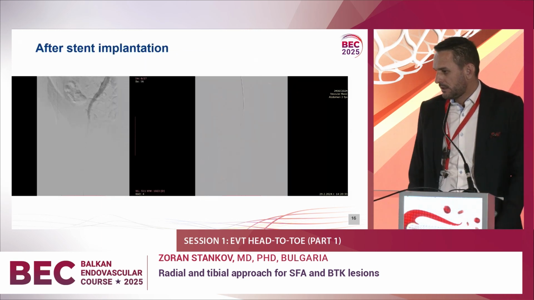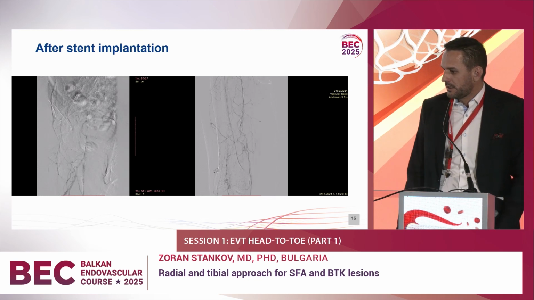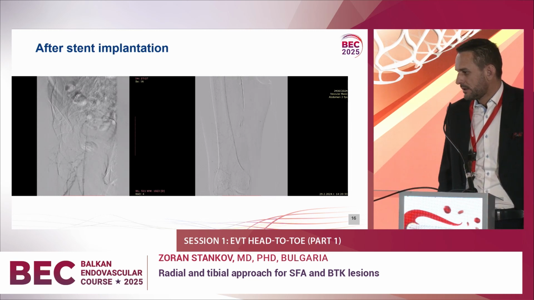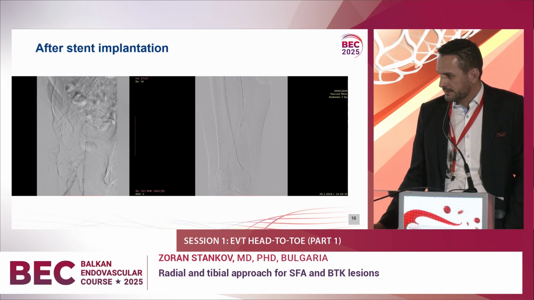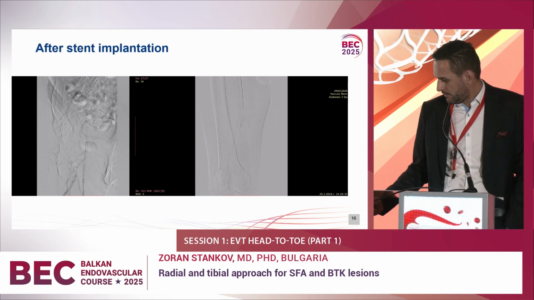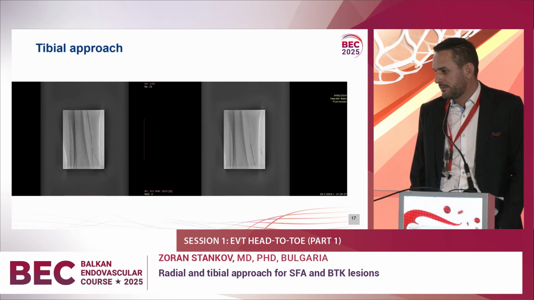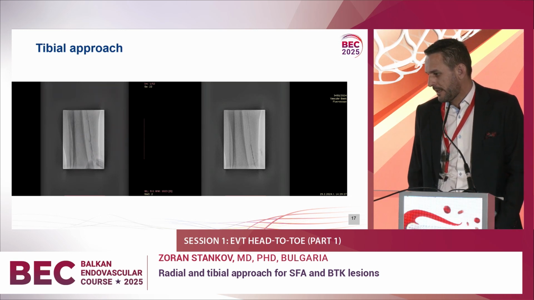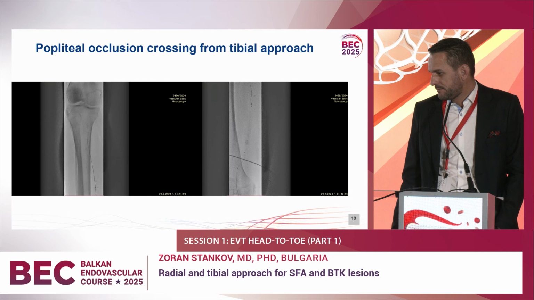And this is the result after stent implantation on this treatment segment, and we see the occlusion of the distal SFA and popliteal artery. We cannot cross from the proximal part of the occlusion. For that, we're going to use the tibial artery access. We see the puncture of the tibial artery on the angio, and placement of the wire.